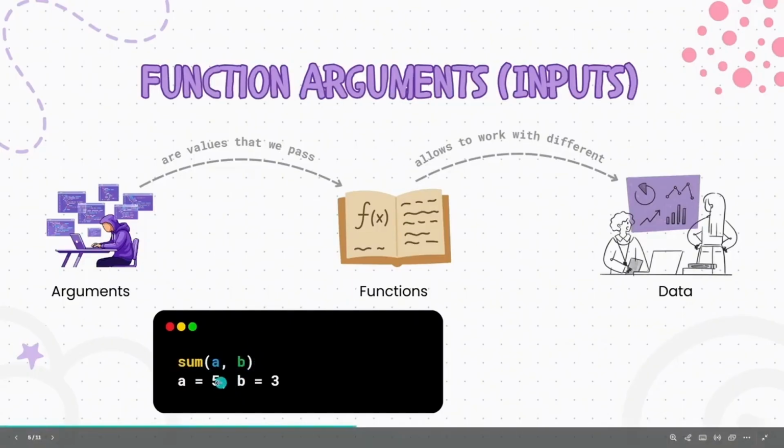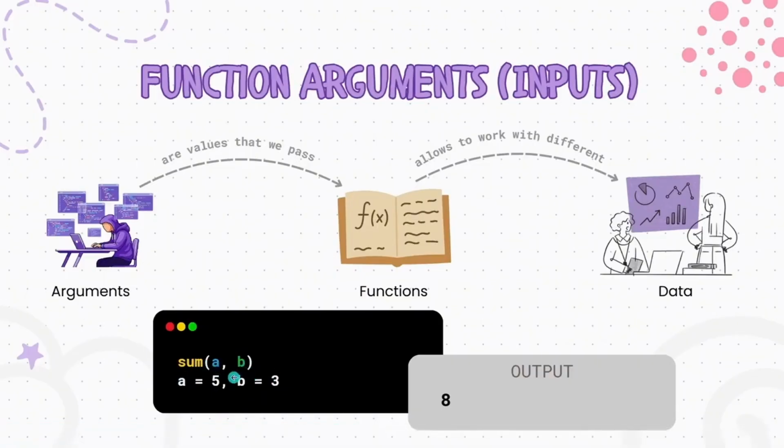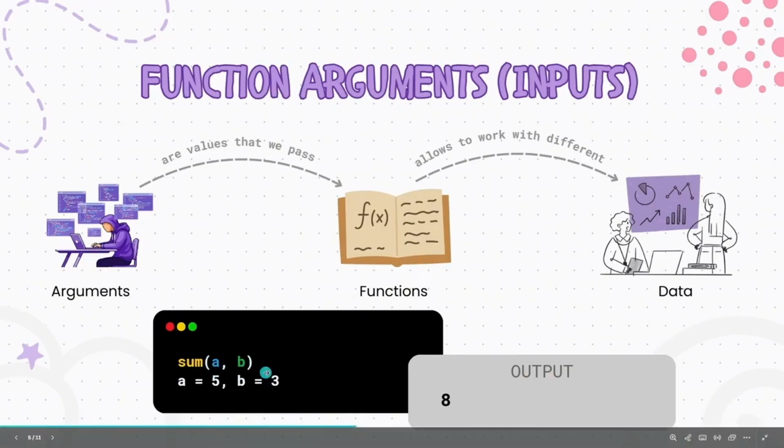So we are passing the inputs of 5 and 3, and our sum function will give us an output of 8 because it is a sum of a and b, which in this case have values of 5 and 3. So once again, arguments are the real values that will be passed into a function when calling it. Here we call the sum function and pass in our arguments, which are a and b, and they allow the function to work with different data each time that it is called.